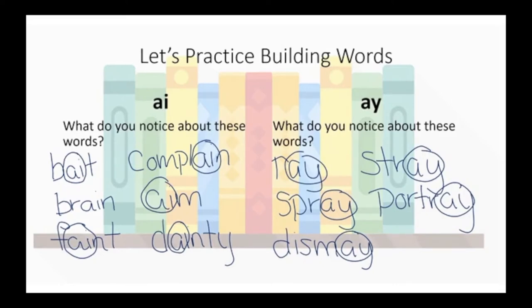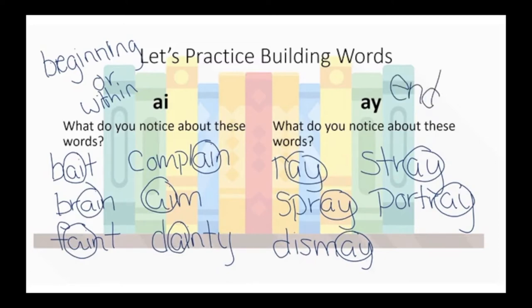What I hope you notice is that in words with AI, the AI falls either at the beginning, like in a word like aim, or within a word or syllable. For instance, bait, faint, brain, complain, dainty. AY is a sound that comes at the end of a syllable or word. Ray, spray, dismay, stray, portray.